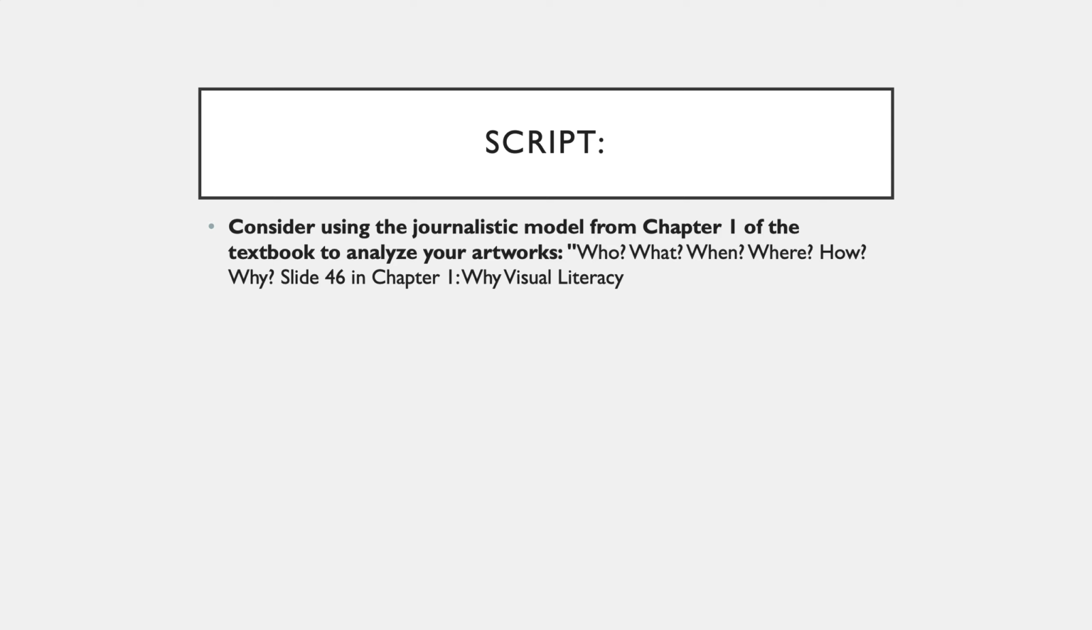Consider using the journalistic model from chapter 1 of the textbook to analyze your artworks, and that would be talking about who, what, when, where, how, and why. If you want to refresh your memory of this, look at the chapter 1 Why Visual Literacy PDF, and it's slide 46. The script should be 500 to 700 words, typed, double-spaced.